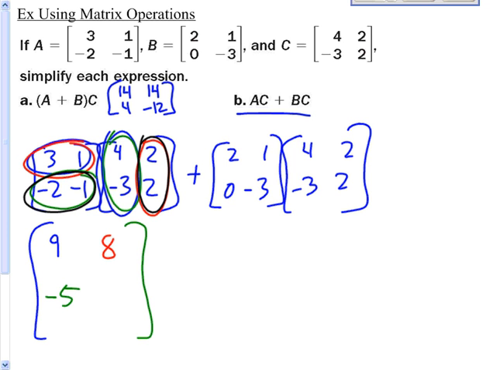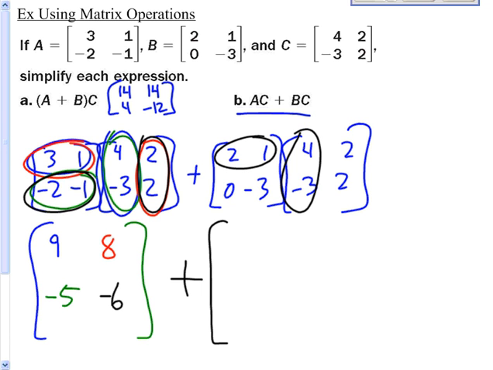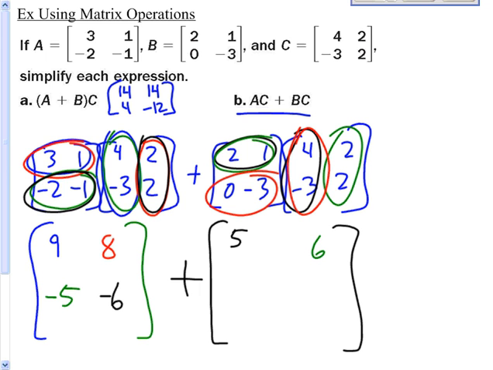Negative 2 times 2, negative 4, plus negative 1 times 2, negative 2, so negative 4 plus a negative 2, negative 6. And then there's a big plus here. Now we go on to the next one. So 8 plus a negative 3, 5. And we're going to go there. 2 times 2, 4 plus 2, 6. First row, second column. 0 times 4, 0 plus negative 3 times the negative 3, which is 9. So 0 plus 9, 9. Finally, 0 times 2, 0 plus negative 3 times 2, negative 6.